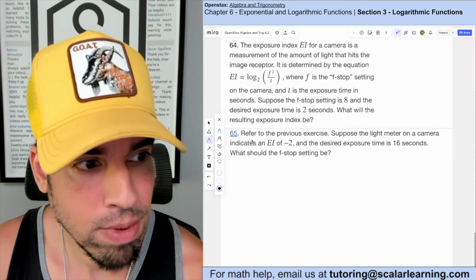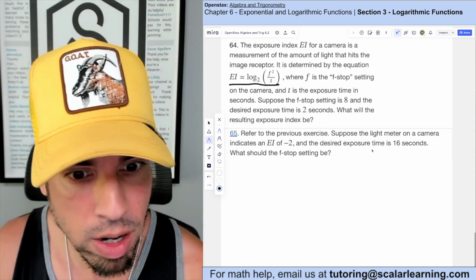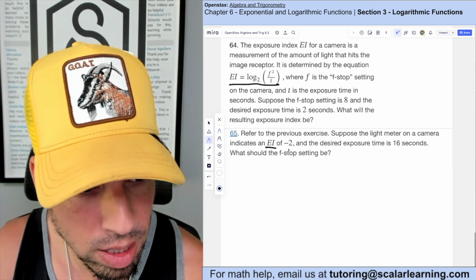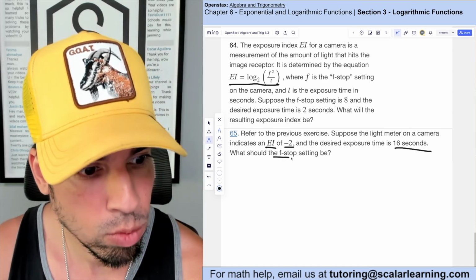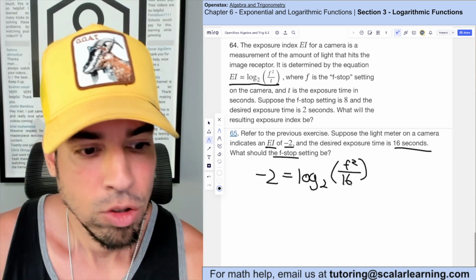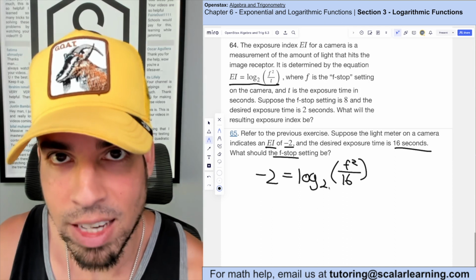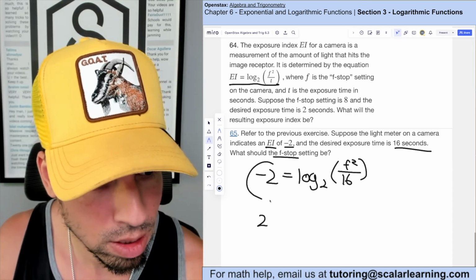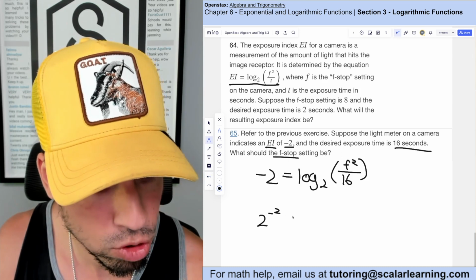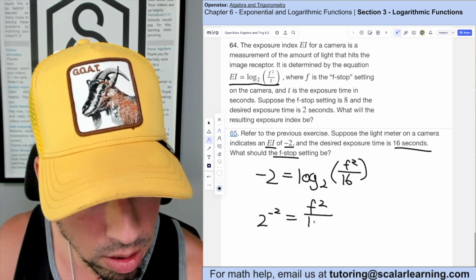For question 65, it asks us to refer back to the equation in question 64, and it's giving us the following values. It's saying EI is -2, time is 16, which is t, and we're solving for f. So let's plug and chug. Now we've plugged in as follows. Next, I'm going to convert this into its exponential form. It's the base of the logarithm, 2, raised to this value, -2, equals the argument on the inside, which is f squared over 16.